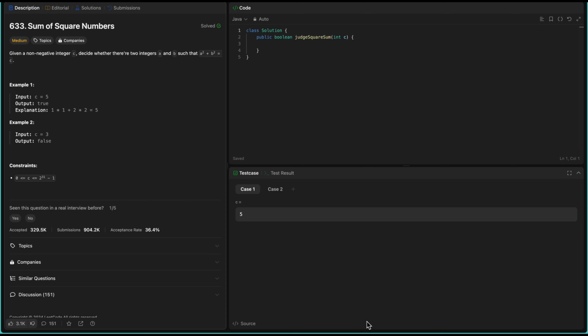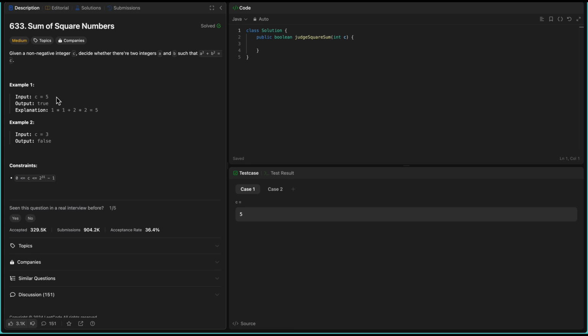Hello everyone, let's talk about another medium problem on Leetcode today, sum of square numbers. In this, we are given a non-negative integer c. We have to decide whether there are two integers a and b such that a square plus b square is equal to c. Then they have given some examples as well.